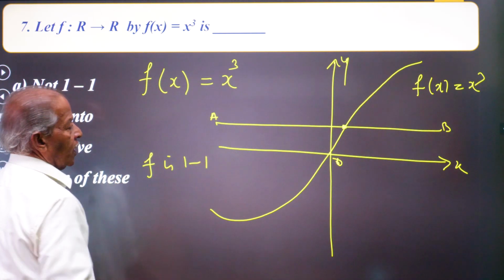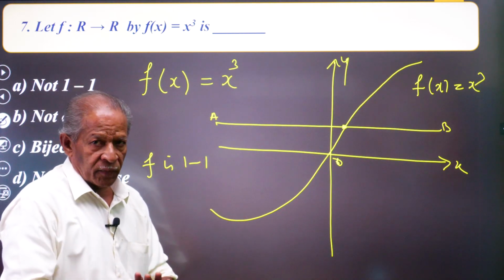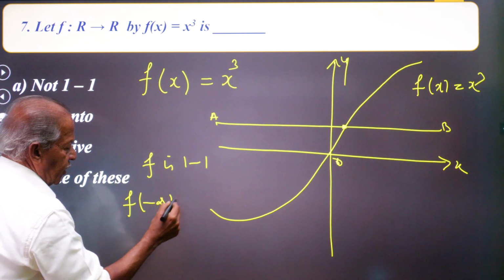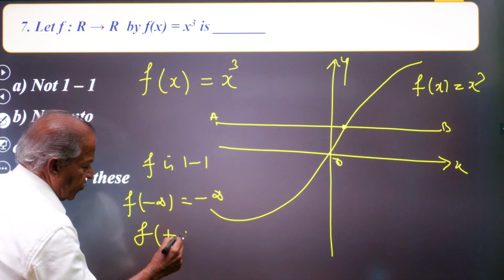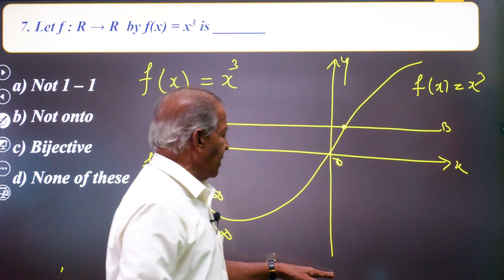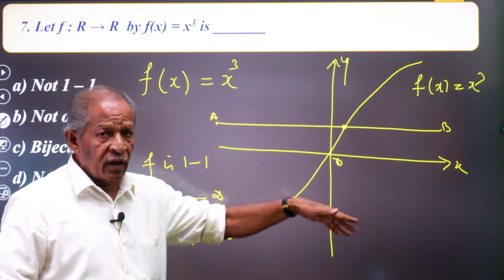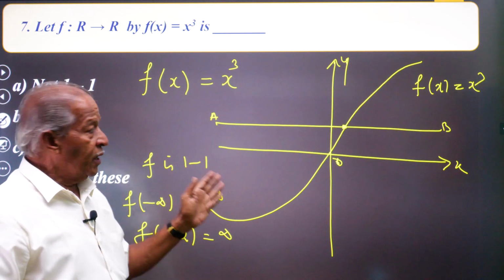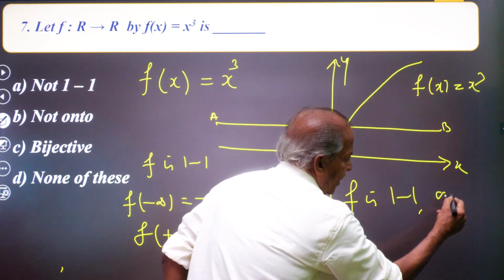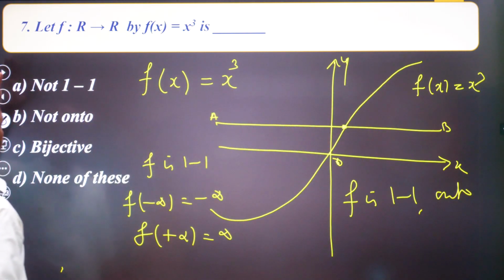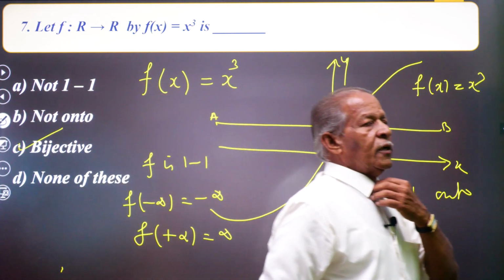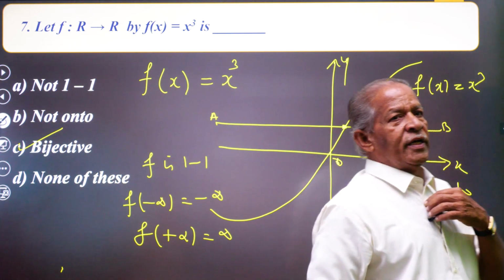F is 1-1, and it is also an increasing function from minus infinity to plus infinity. That is, f of minus infinity equals minus infinity, f of plus infinity equals plus infinity. Being increasing, it takes all values from minus infinity to plus infinity in the codomain, each having a corresponding pre-image. Therefore, it is both 1-1 and onto. Then A is not correct, B is not correct, C is the correct one. It is a bijective function.